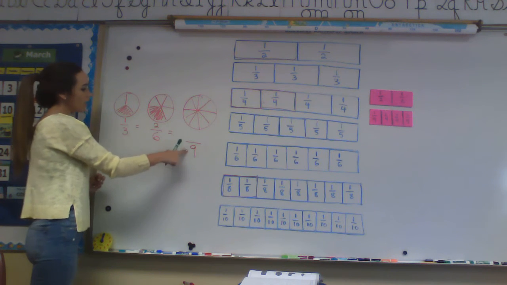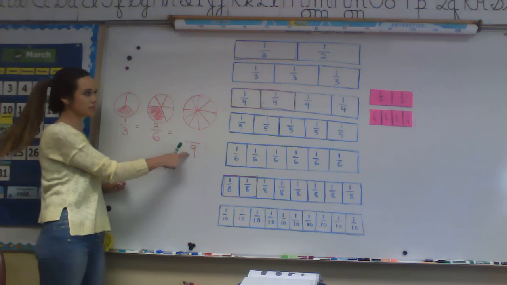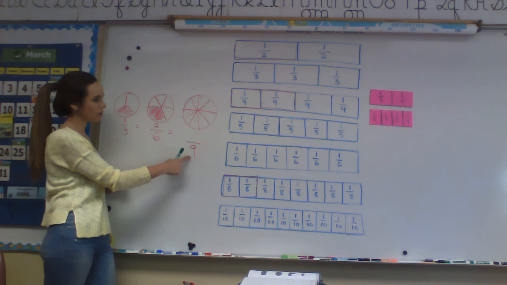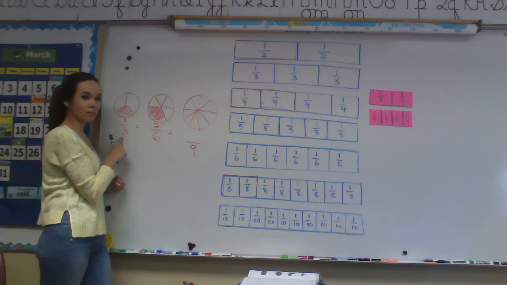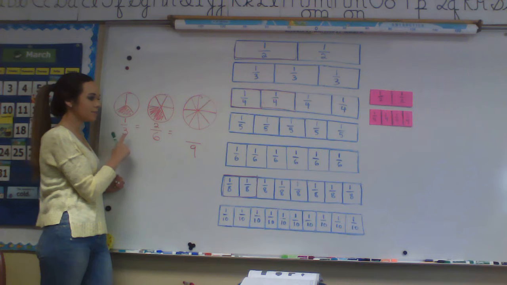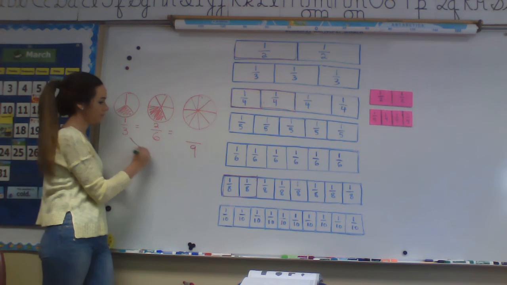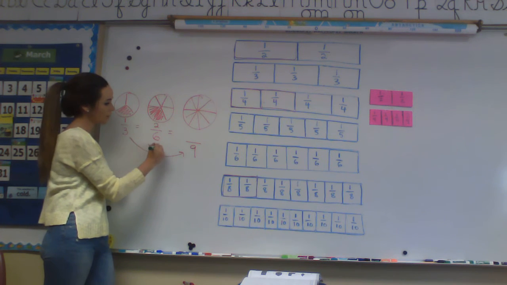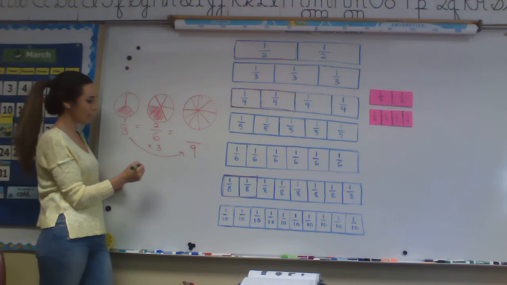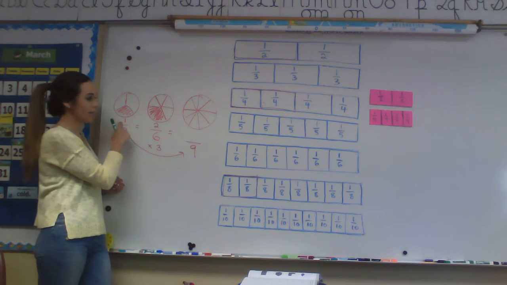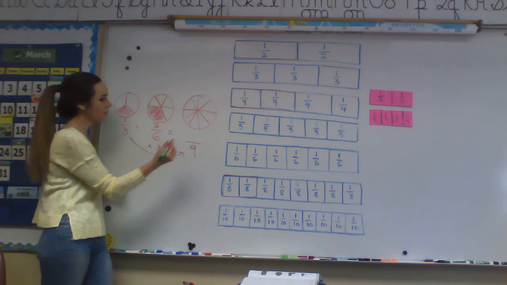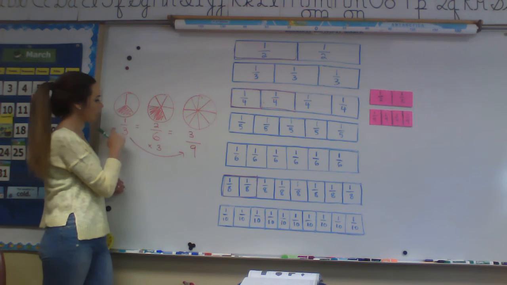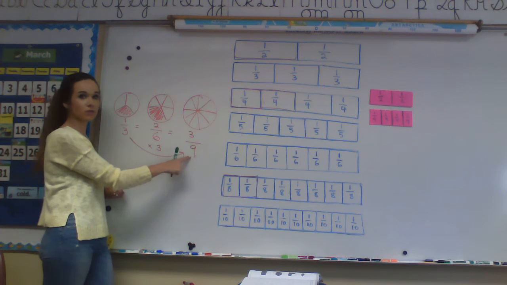But if we need to find the equivalent fraction with this 9 denominator over here, we have to find our magic number. Well, 3 times what equals 9? 3 times 3 equals 9. Therefore, 1 times 3 equals 3, making 1/3 equivalent to 3/9.